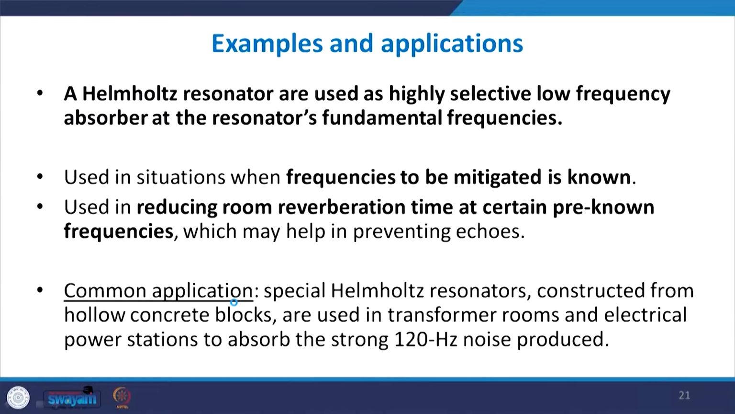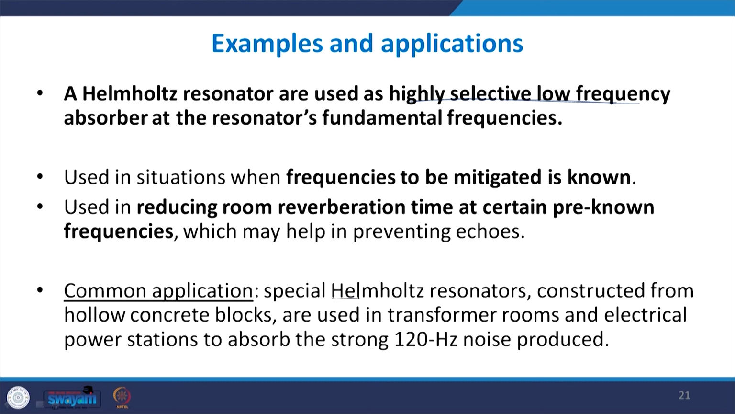So here we end the discussion. Before ending the discussion, I will just give you some examples. A Helmholtz resonator is commonly used whenever the frequency that has to be mitigated is known to you, because we know that it can offer a good absorption, but only in a very narrow selective frequency range. So it can only be used in certain applications where you already know that this is the frequency where the noise lies and this is the frequency we have to mitigate.